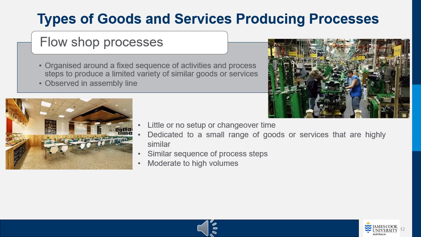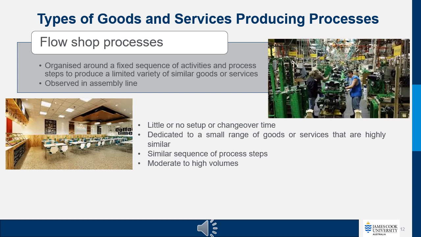Similar sequence of process steps. The sequence of the process steps remains consistent and repetitive throughout the production system. Flowchart processes are also typically associated with moderate to high volume production. The assembly line setup and efficient flow enable higher production rates and output compared to job shop or batch production systems. So flowchart processes prioritize efficiency, consistency, and high throughput.